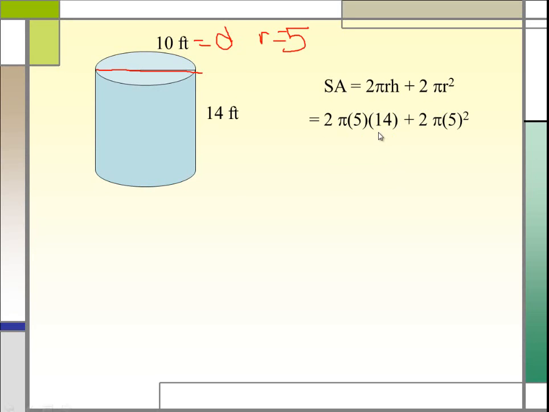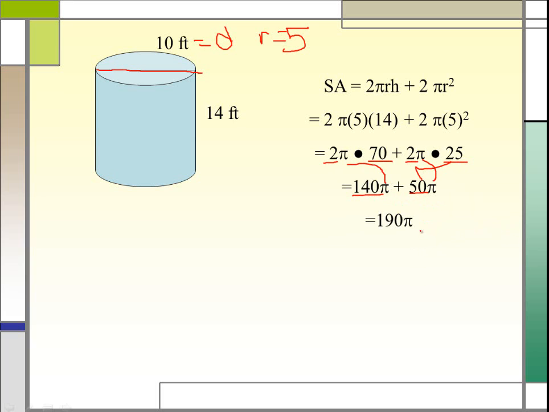Now 5 times 14 is 70. 5 squared is 25. 2 times 70 is 140 pi plus 50 pi, which would give me 190 pi. Now what I did here, 2 times 70 is 140. Pi stays on the end. 2 times 25 is 50. Pi stays on the end. Now I add the like terms. 140 pi and 50 pi is 190 pi. So if it said to leave it in terms of pi, it would be this. And if it asked you for an estimate or a final answer, you would multiply 190 times 3, and you would have gotten that. How'd you do?